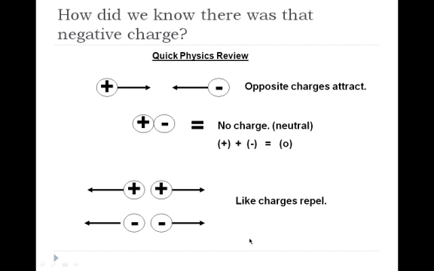Now, how do we know there was that negative charge? Well, first off, we have to talk about a brief physics review here. The brief physics review shows that, remember the stuff that you should have learned in 8th grade, is that opposite charges attract. There's only 3 possible charges, positive, negative, and neutral. And a positive charge and a negative charge attract one another, and when they come together, they form what's called a neutral charge. You can think of this in terms of math. I mean, if you have positive 1 and negative 1 added together, then you get 0. The other thing to note is that like charges repel. So positive and positive push each other apart, and negative and negative push each other apart.